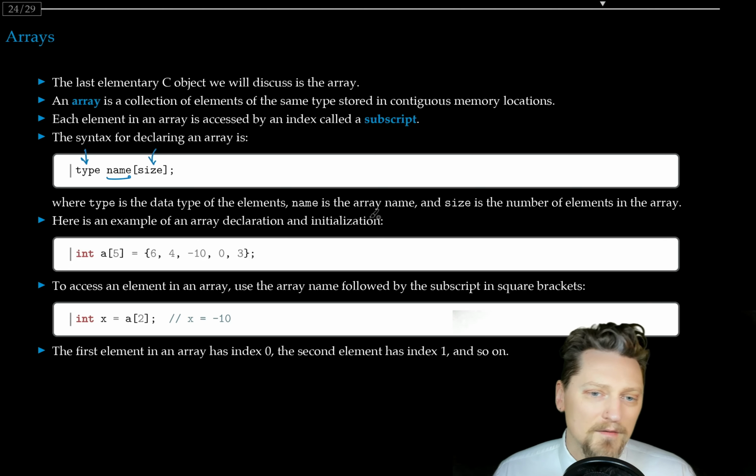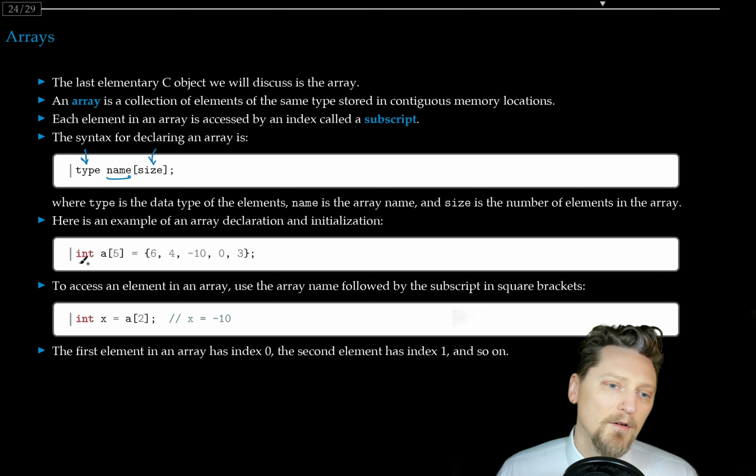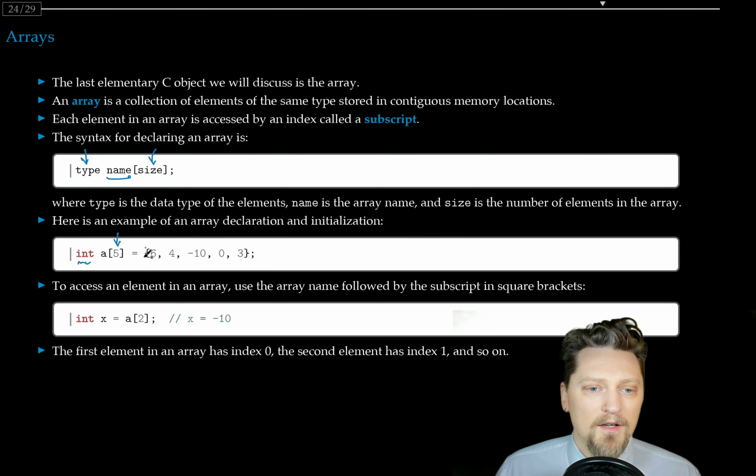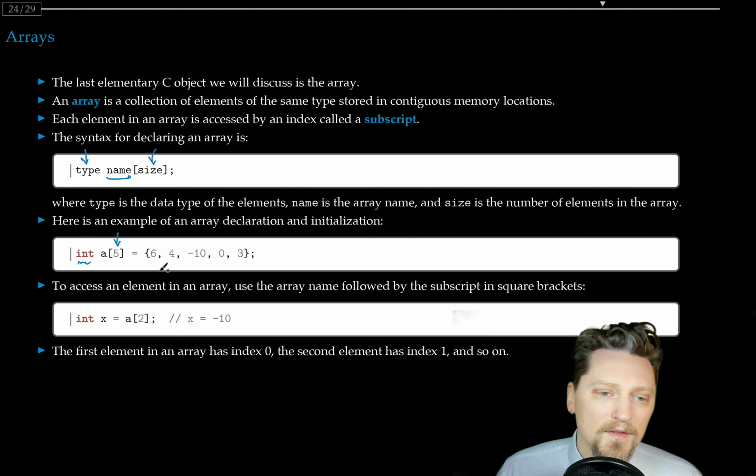So here's an example of an array declaration and initialization. Int A, so this is going to be an array of integer elements with 5 total elements, and here are their values. We use braces to do an array literal. The value of each element of A is given in this list: 6, 4, -10, 0, and 3. They're all integers, so we're good to go.